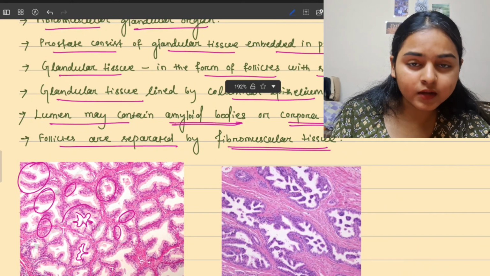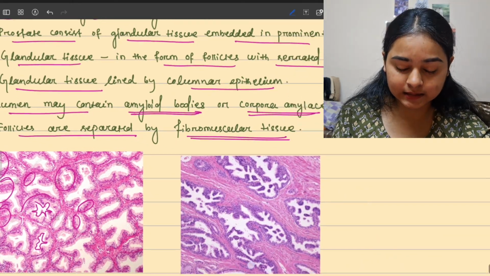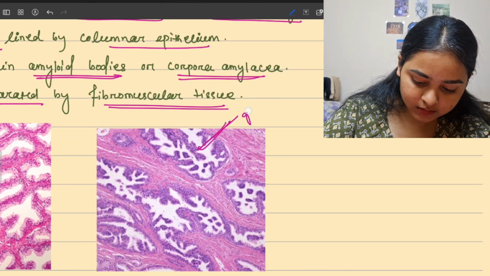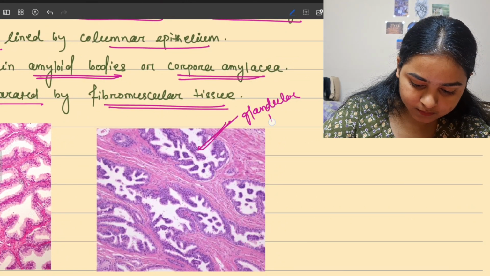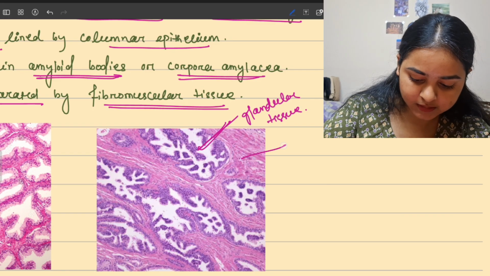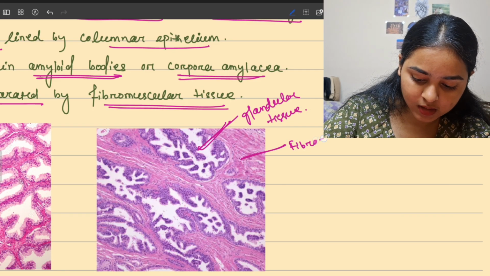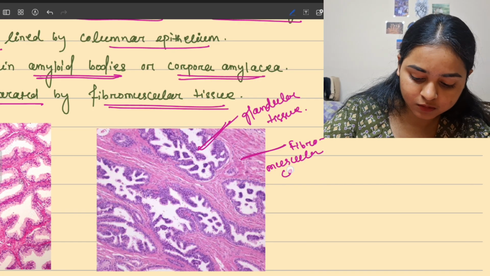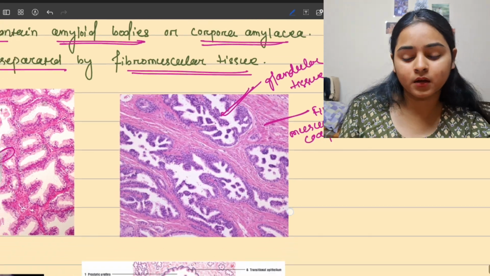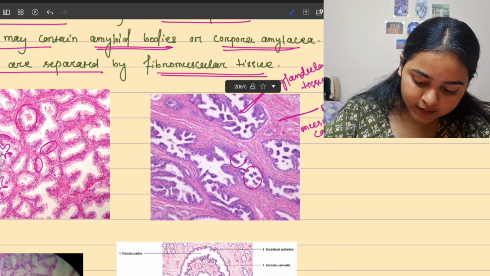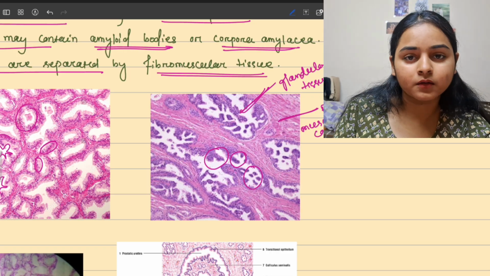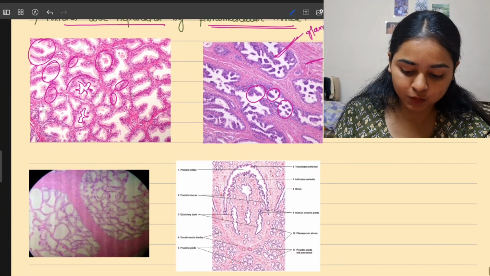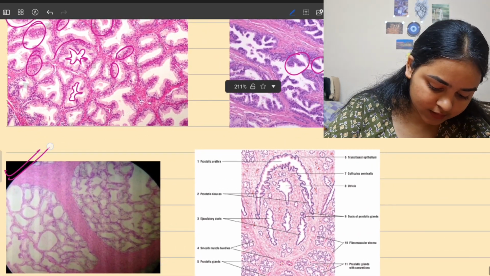Okay, here the fibromuscular part is not present in this slide, but you can identify it from here. These are the glands present. This is the glandular tissue. This is the glandular tissue present, and between the glandular tissue, this is the fibromuscular coat present. Okay, so you can here also identify the serrated edges of the follicles, and the glandular tissue is composed of columnar epithelium.